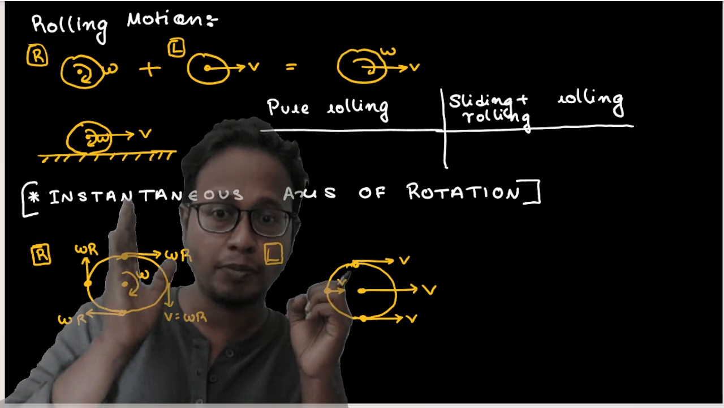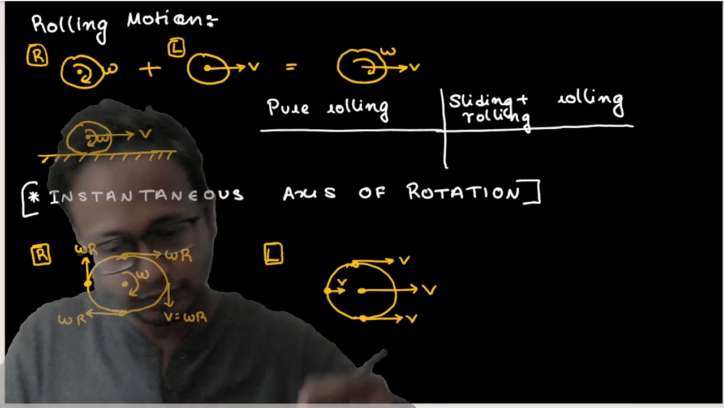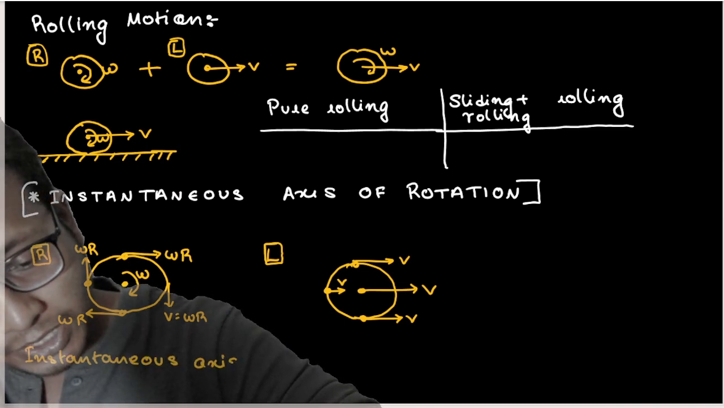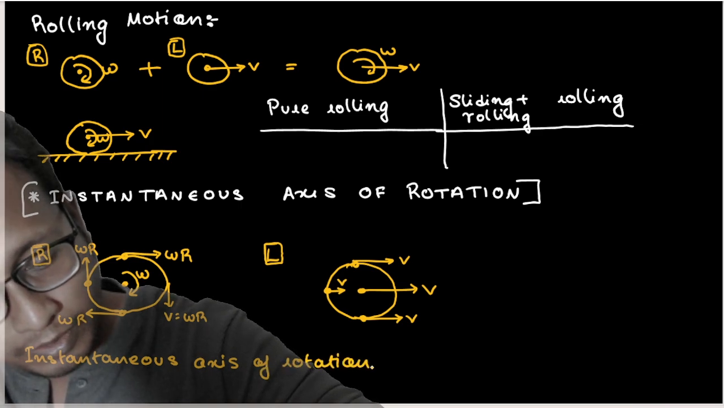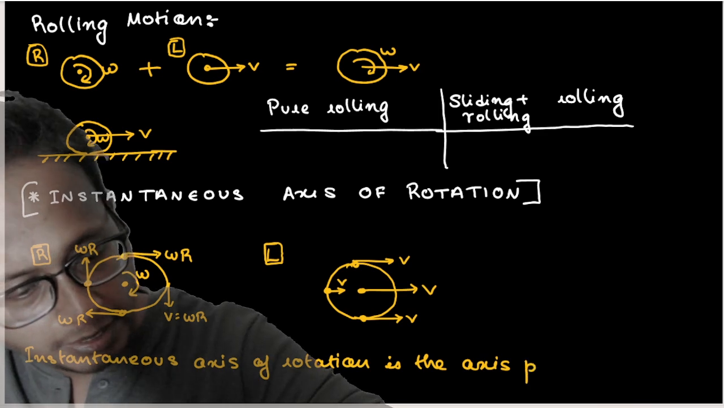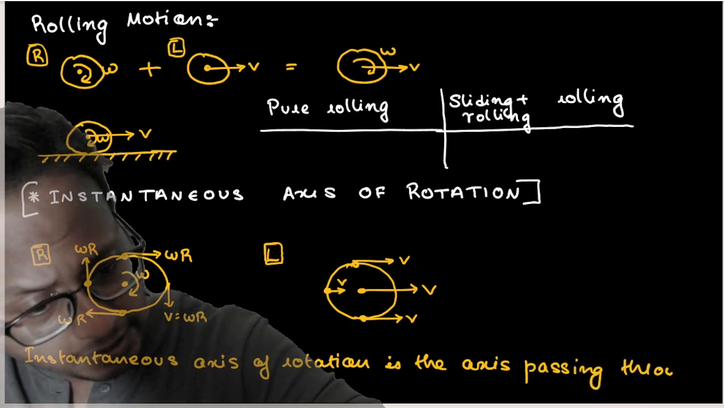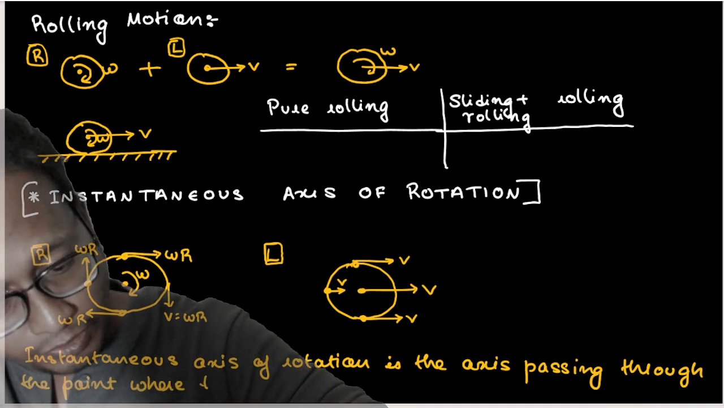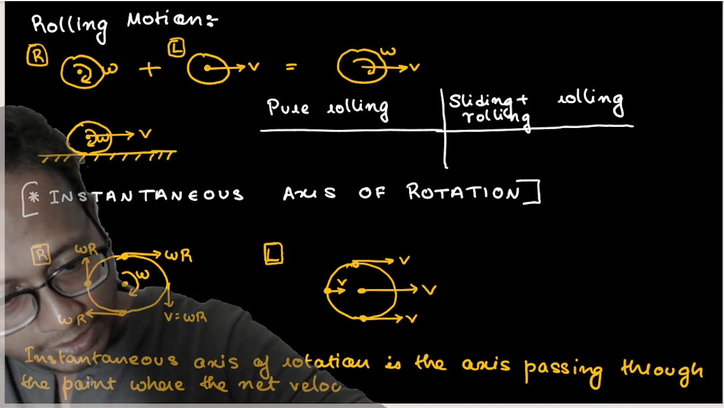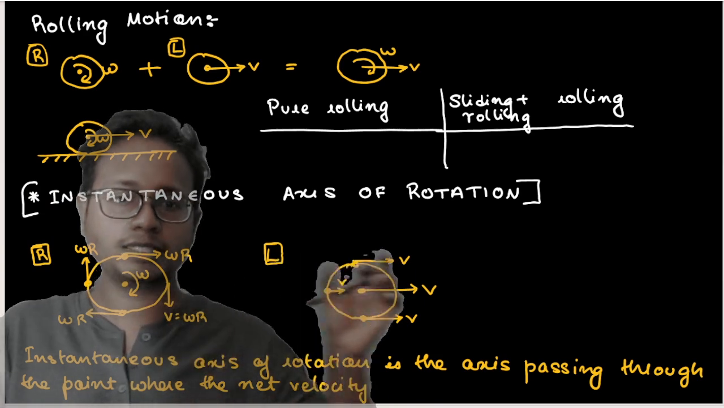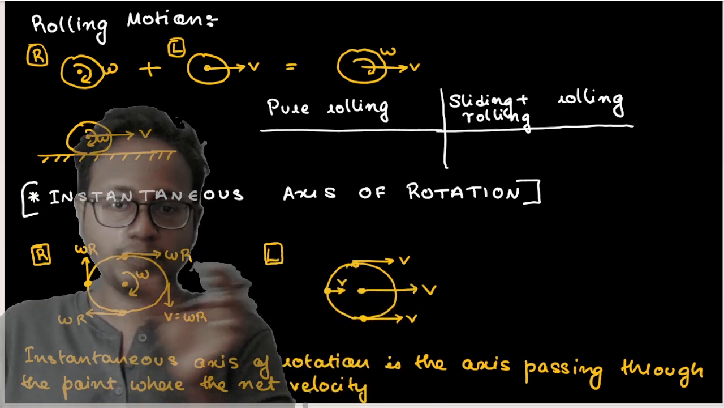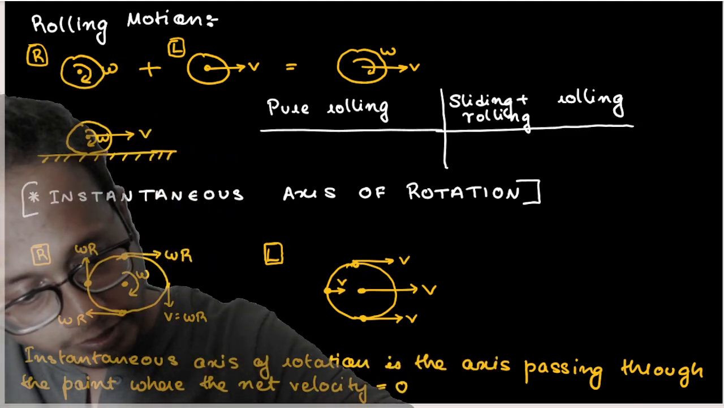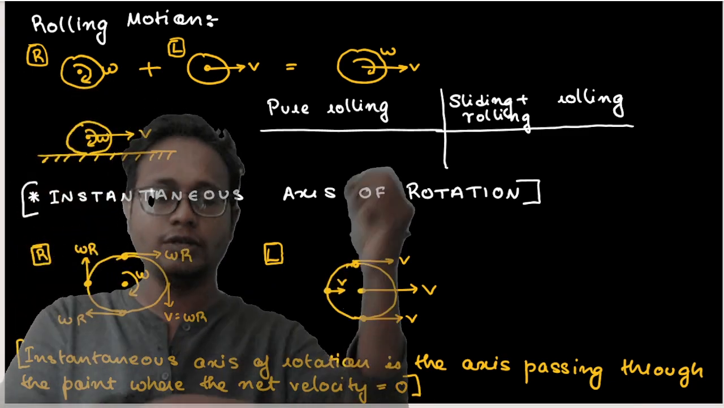Instantaneous axis of rotation is the axis that passes through the point where the velocity is equal to 0. Instantaneous axis of rotation is the axis passing through the point where the net velocity, meaning velocity due to this rotating motion plus velocity due to this translation motion, is equal to 0. Okay, this is the definition of instantaneous axis of rotation.